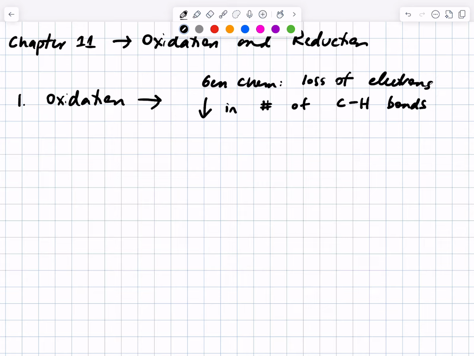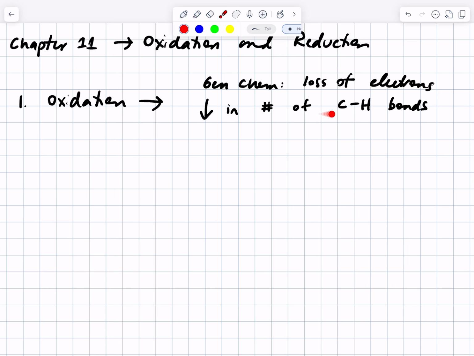Now, I know already some of you are like, hey, wait a minute, formal charge, an atom owns half of the electrons in its bond. And you're right. We have a different way of counting electrons for oxidation state. We're not going to learn it for carbon, but we are going to pay attention to the loss of CH bonds as a sign of oxidation.